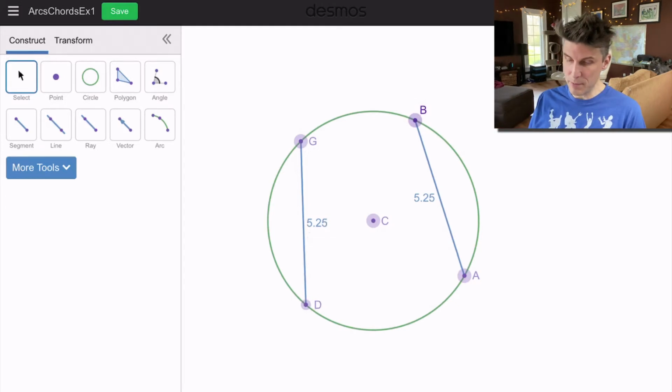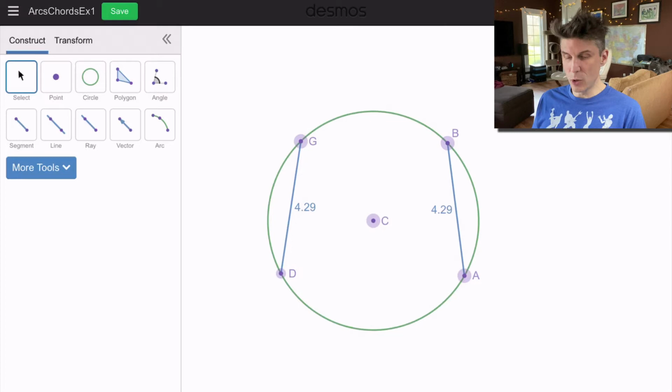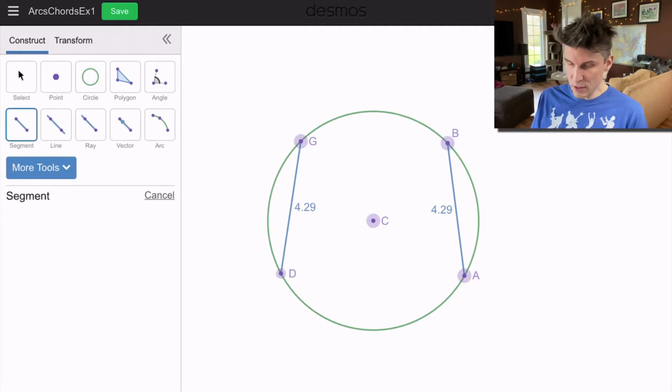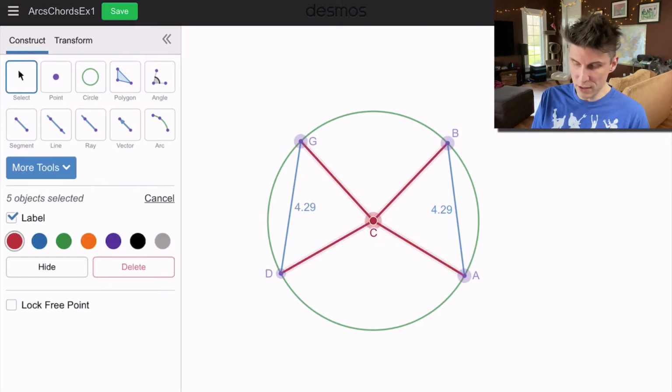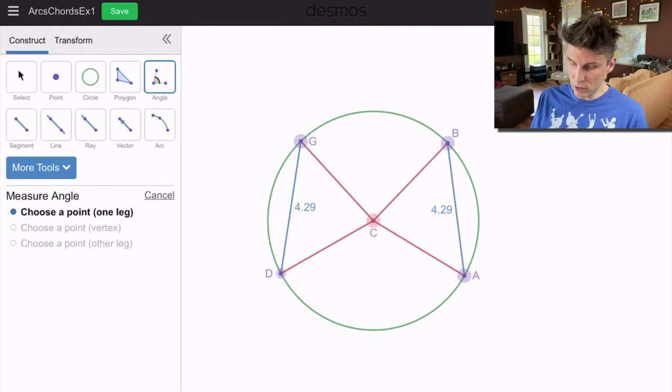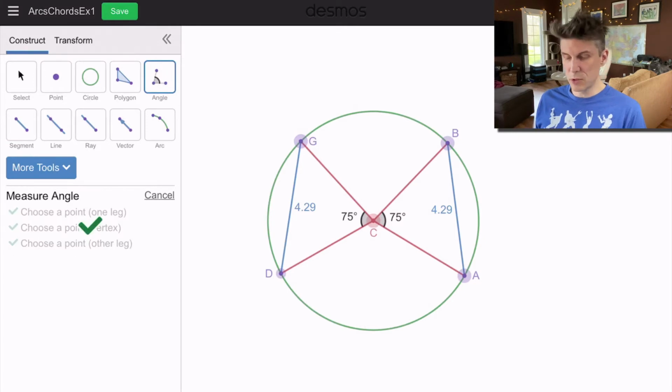And the reason I'm making it so I can change the size is we want to know if those arcs that correspond are the same. Unfortunately, I can't measure the arcs, but what I can do is measure the central angle related to the arc, and that's something that I know you did study. So let's draw some segments here. I'm going to put in the radii, and I'm going to color them red. And now I can measure the angles, and you see those central angles. That means that arc DG is 75 degrees and arc BA is also 75 degrees.